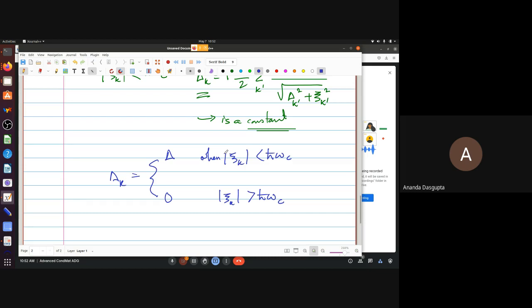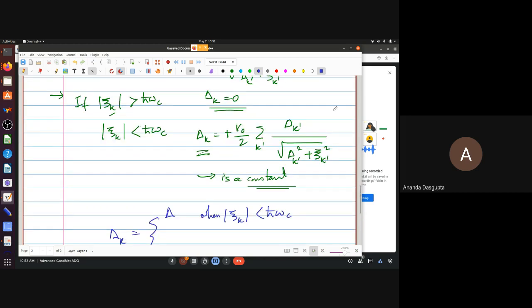Okay. So the problem simplifies considerably, although it started out being a problem where you have to find as many deltas as there are k's, and they were complicated. They had a complicated relationship among themselves. Now it's much, much simpler. Delta k is just a single number delta, which means all the delta k primes on this side also have to be a single number delta if k prime is close enough to the Fermi momentum. If k prime is far away, then this side is simply 0.